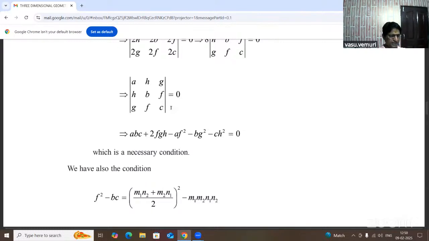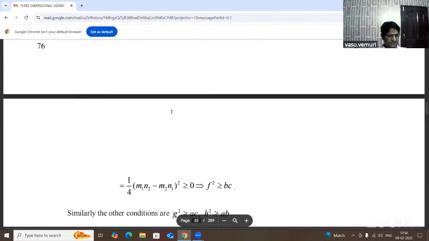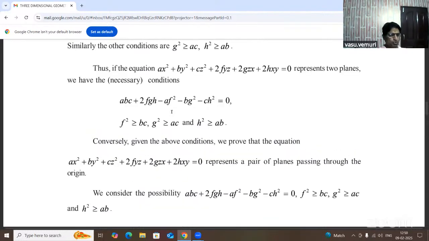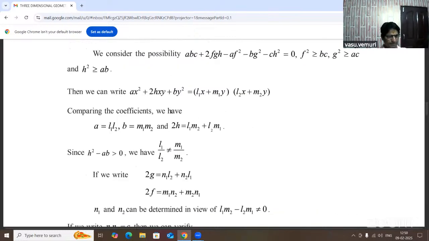So the condition is f² - bc, substituting the f value, b value and c value. We get that value is greater than or equal to 0, because f² is greater than or equal to bc. Similarly we can prove that g² is greater than or equal to ac and h² is greater than or equal to ab. So that is the necessary part, and the converse is also proved in the same manner.